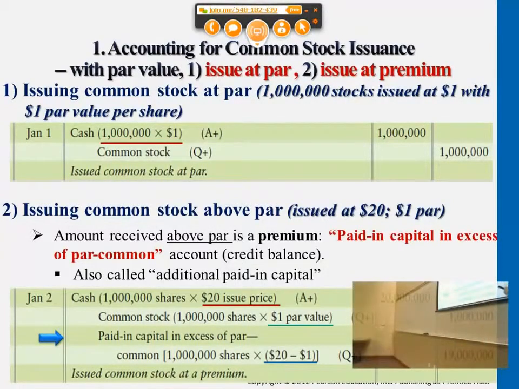You pretty much only see either issuing at the face value, which is already the minimum amount, or above the face value. You would not have a discount for common stock.